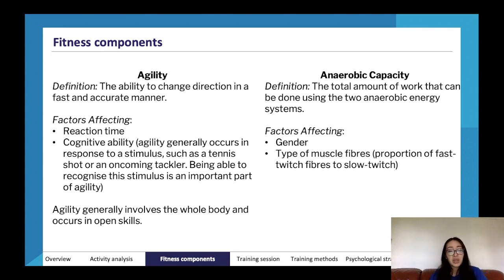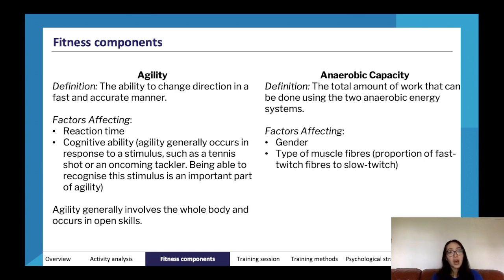Agility generally involves the whole body and occurs in open skills. Just to call back to what we did previously, open skills are skills which are performed in unpredictable environments, such as in the ocean, like surfing or swimming in the ocean. A tennis game is an open skill because it is an unpredictable environment: your opponent may hit the ball and it may come towards you in such a way that you aren't able to predict it. Soccer, basketball, all of those.